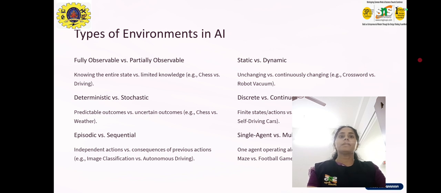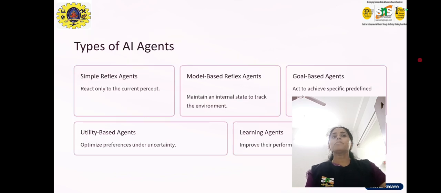Types of environment in AI: fully observable versus partially observable, deterministic versus stochastic, episodic versus sequential, static versus dynamic, discrete versus continuous, single agent and multiple agent. And the types of AI agent are simple reflex agent, model-based reflex agent, goal-based agent, utility-based agent, and learning agent.